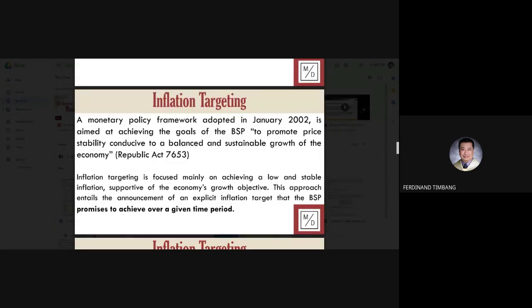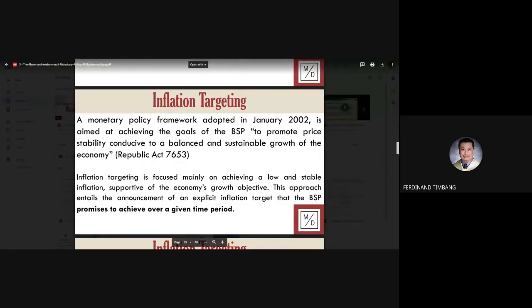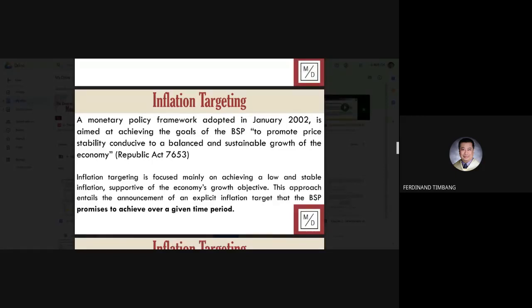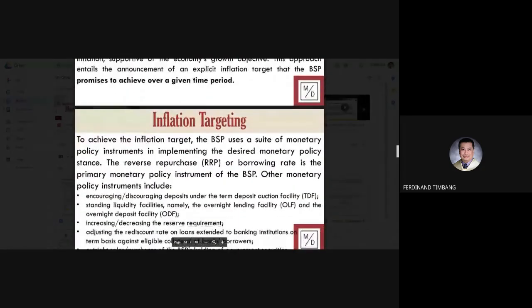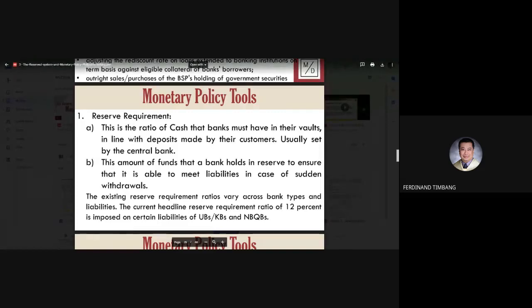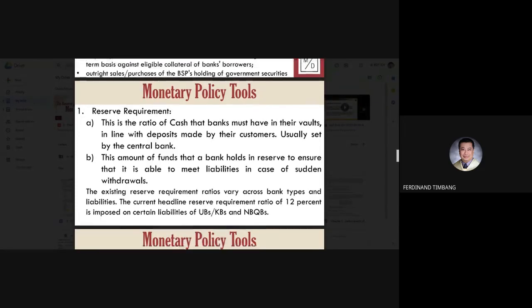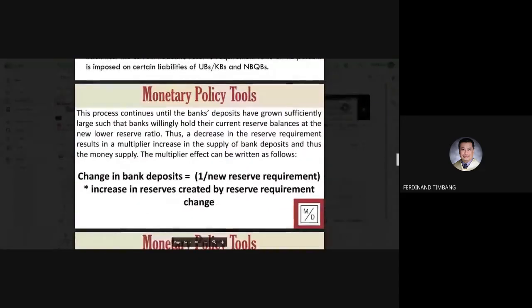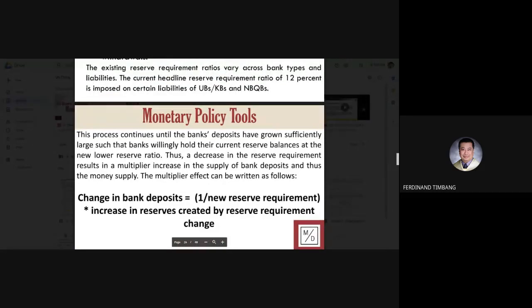Pero, yun nga, tulad ng sinabi ko, it is not always good to have a high value of purchasing power. Kasi difficulty yan, no, on the part of the other countries buying our product. So yan. Yung reserve requirement, pinag-usapan na natin. So pag-usapan natin yung computation, ito, para mas maganda.